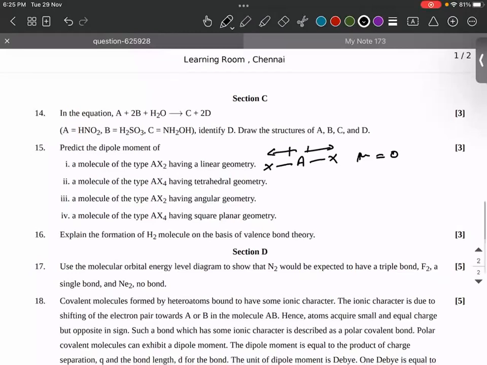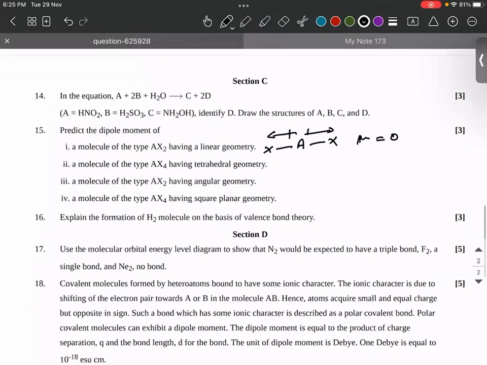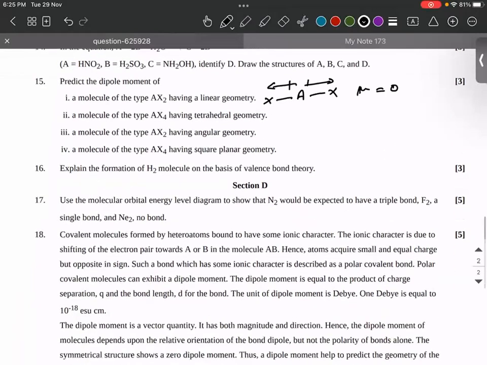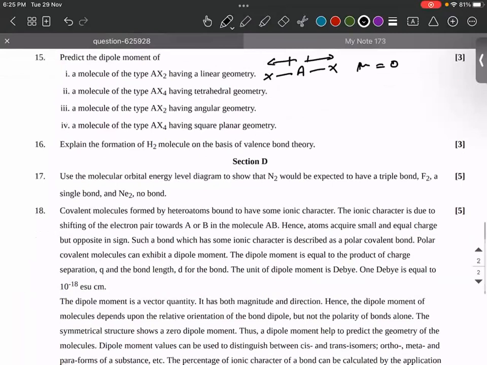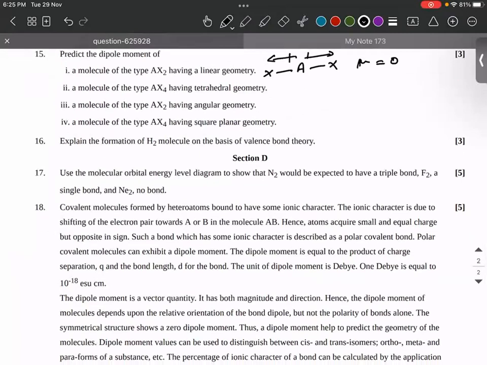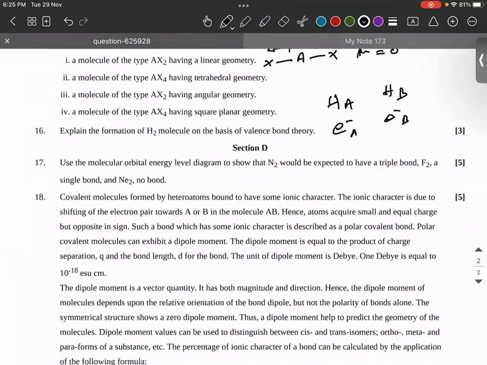Okay, and then the 16th question: explain the formation of the H2 molecule on the basis of valence bond theory, whatever was studied, that you have tried. So you have the HA molecule and HB molecule, electron A, electron B, and the repulsion between protons that you write, that you have tried. Next: use the molecular orbital energy level diagram to show that N2 would be expected to have a triple bond, F2 a single bond, and neon no bond. Okay, it's a simple one now.